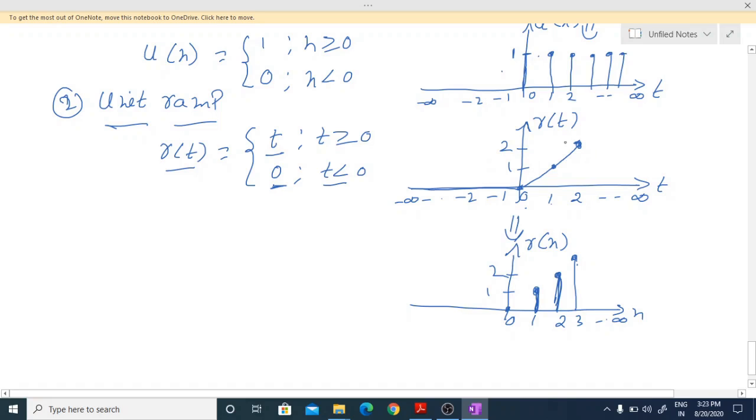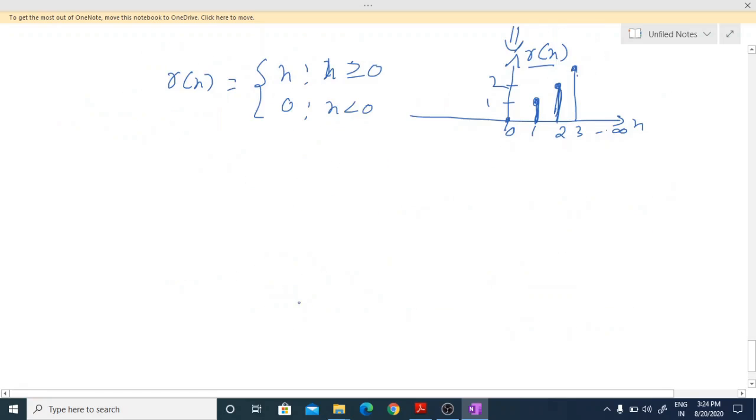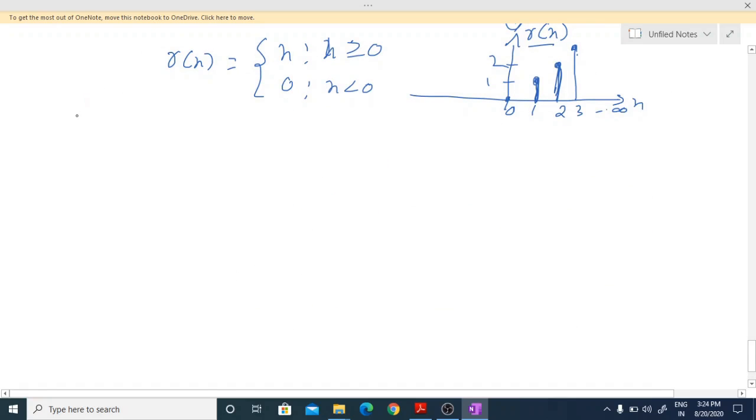So this is the continuous time signal, and this is the discrete time ramp signal, and we can define the discrete ramp signal as r of n is equal to n for n greater than or equal to 0, and 0 for n less than 0. So this is the representation of the discrete ramp signal. The third one, unit parabolic.